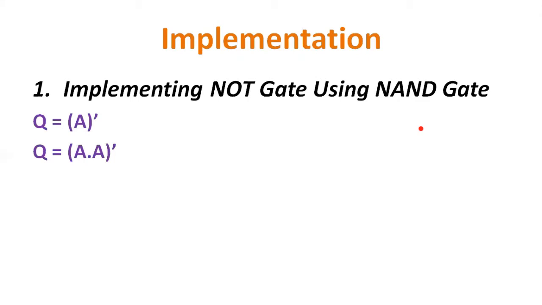So A dot A is what? A dot A is A, right? If you put 0 in the place of A, then 0 dot 0 is equal to 0, and 0 bar is equal to 1. And if you place 1 in the place of A, then 1 dot 1 is equal to 1, and 1 bar is equal to 0. That means here we have to short the two inputs to form the NOT gate.